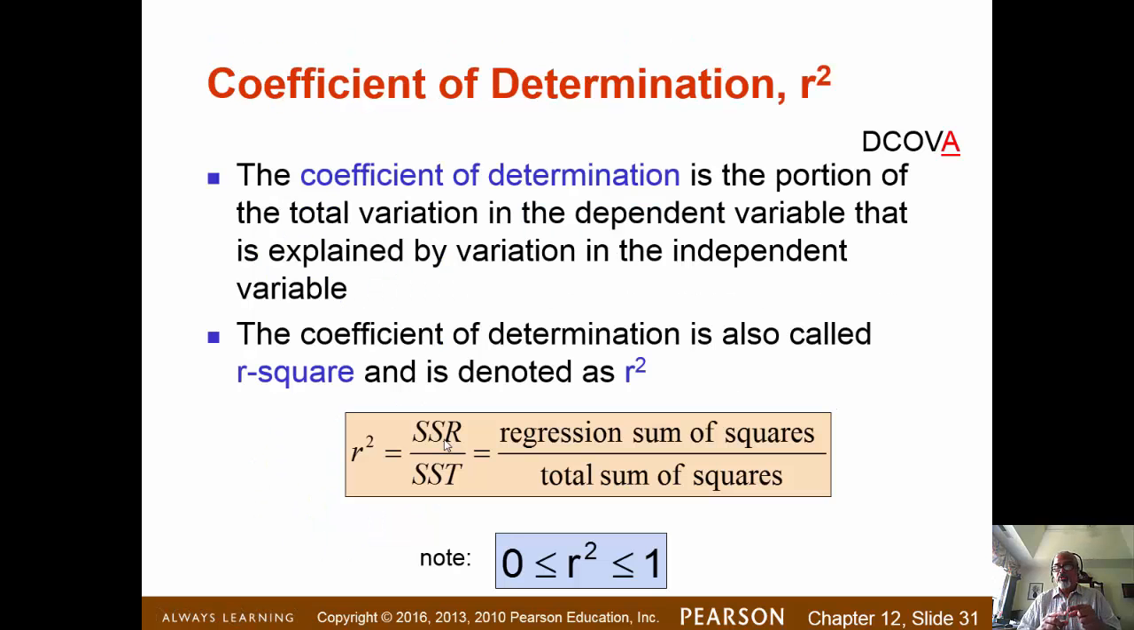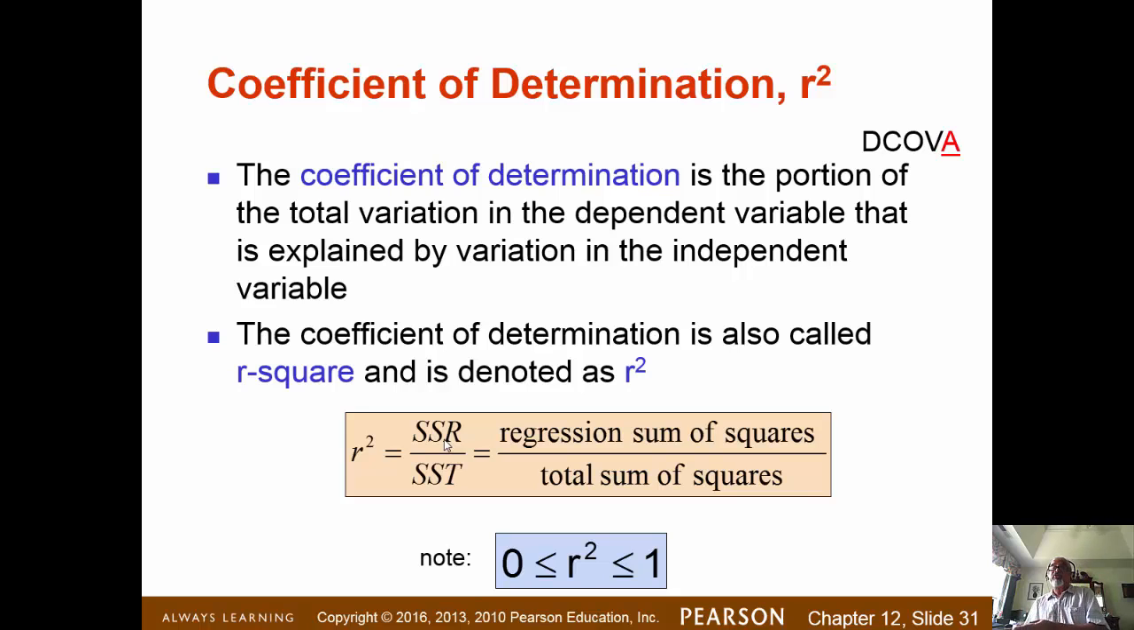Now you may wonder what is the relationship between R squared and the coefficient of correlation we talked about? If you square the correlation coefficient, you will get the coefficient of determination. Of course, the coefficient of correlation can be positive or negative. Once you square it, it becomes a positive value between 0 and 1.